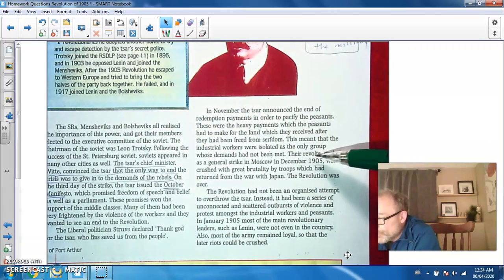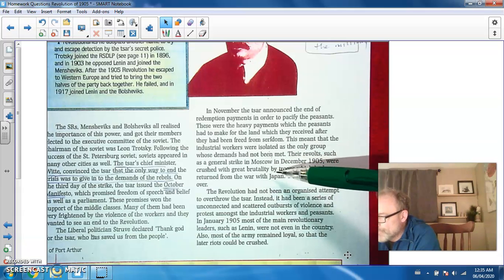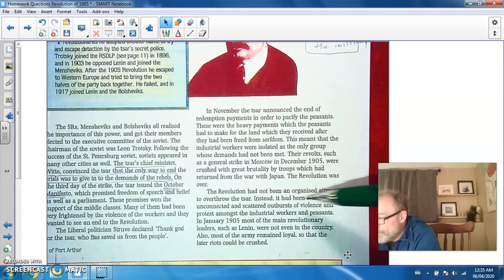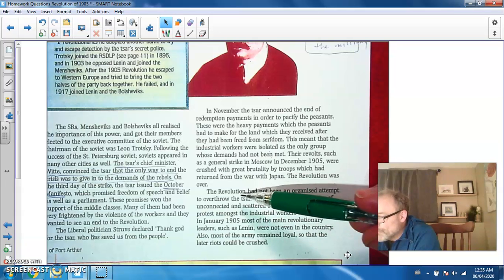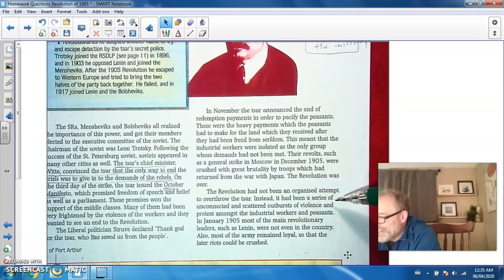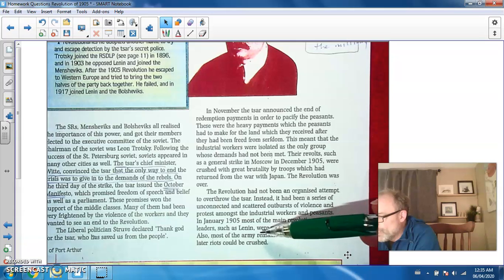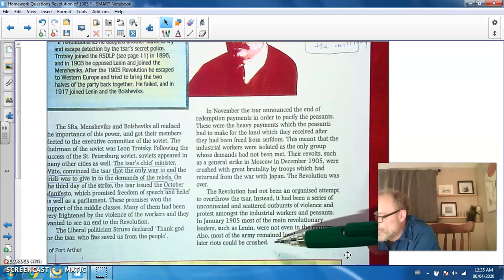So, the revolts of the workers, such as a general strike in Moscow in December 1905, were crushed with great brutality by the troops which had returned from the war with Japan. The revolution was over. This revolution had not been organized to overthrow the Tsar. Instead, it had been a series of unconnected and scattered outbursts of violence and protest amongst the industrial workers and peasants. In January 1905, most of the main revolutionary leaders, such as Lenin, were not even in the country. They were taken by surprise by the events. Also, most of the army remained loyal, so that the later riots could be crushed.